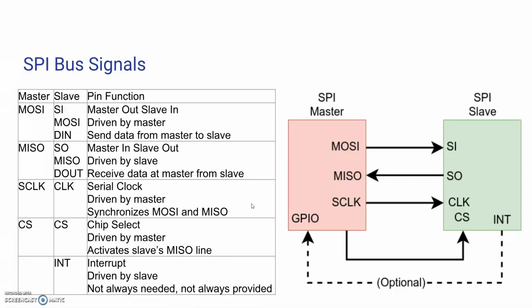Thank you. Last to mention is the interrupt. It's not always present on all slave devices, but this can be used as an interrupt signal to your processor that you can then acknowledge. And that is, of course, driven by the slave device. Okay.